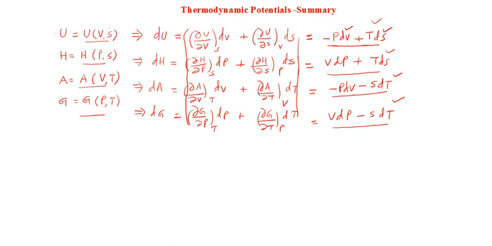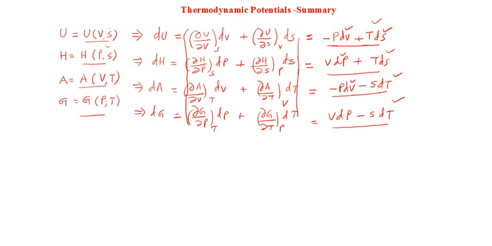Okay, now here the natural variables are P and S. So P is there, so there will be dP. S is there, there is dS. The next one, V and T. So dV is there, dT is there. P and T, dP is there, dT is there, right? So from the natural variables you can write first.